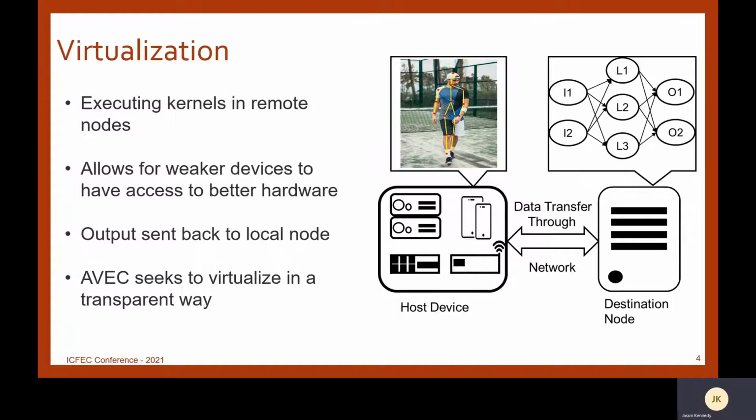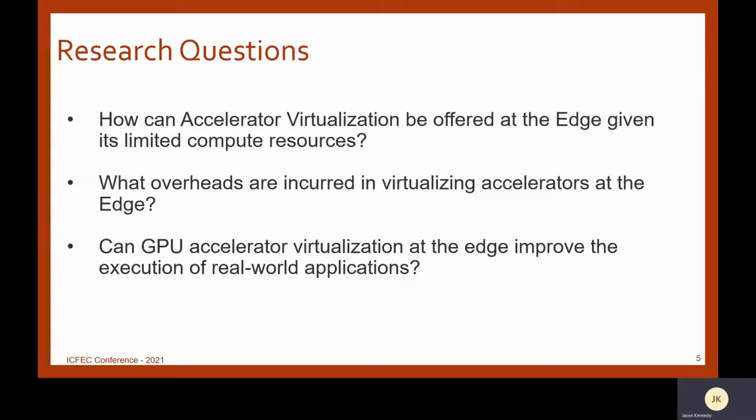Within AVEC, we aim to do this in a transparent way, meaning that the virtualization process will be carried out in the background without any modifications being needed on the source code of the application. By completing this work, we aim to answer the following research questions. Firstly, how can accelerator virtualization be offered at the edge given its limited compute resources? In order to address this question, we present AVEC as a framework that supports the use of GPU virtualization in a cloud edge network. AVEC itself is designed to be portable to aid with edge deployment, and the key advantage of this proposed framework is that we do not need to make any source code modifications and that it is compatible with any CUDA-capable GPU.